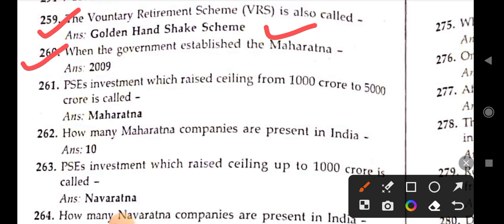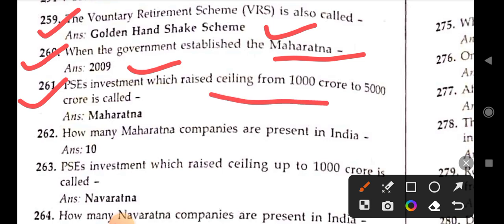When the government established Maharatna in 2009, a PSC investment which raised selling from 1000 crore to 5000 crore is called a Maharatna Company. How many Maharatna companies are present? 12.